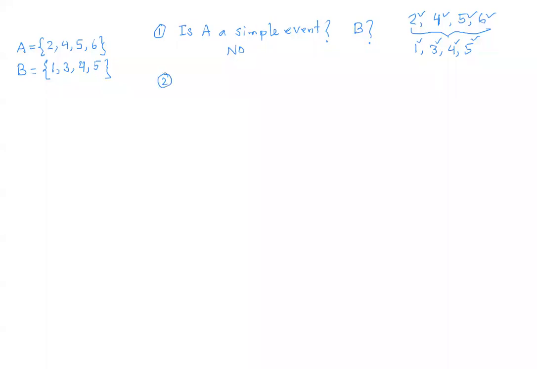Are the events disjoint? Meaning probability of A intersection B is equal to 0, or A intersection B is the empty set. So this is something you should be able to do. What is A intersection B? That means what are the items that are common to both A and B, which is what? 4 and 5.